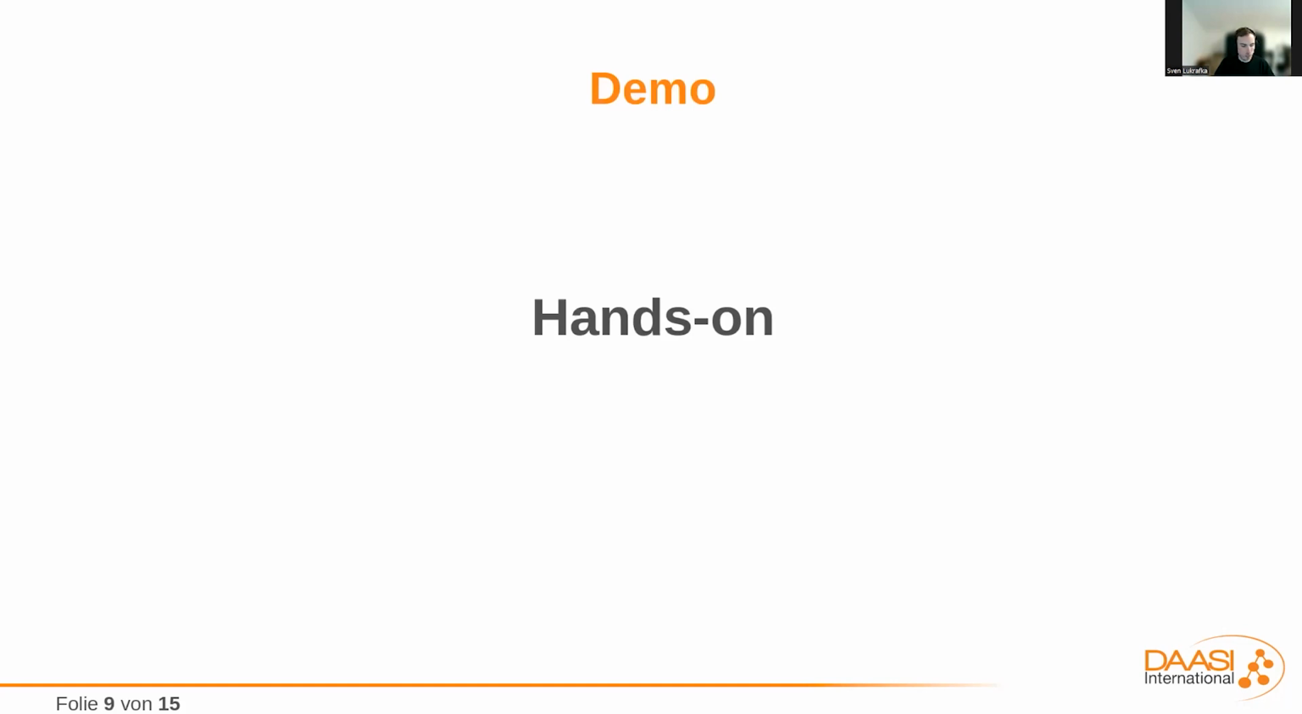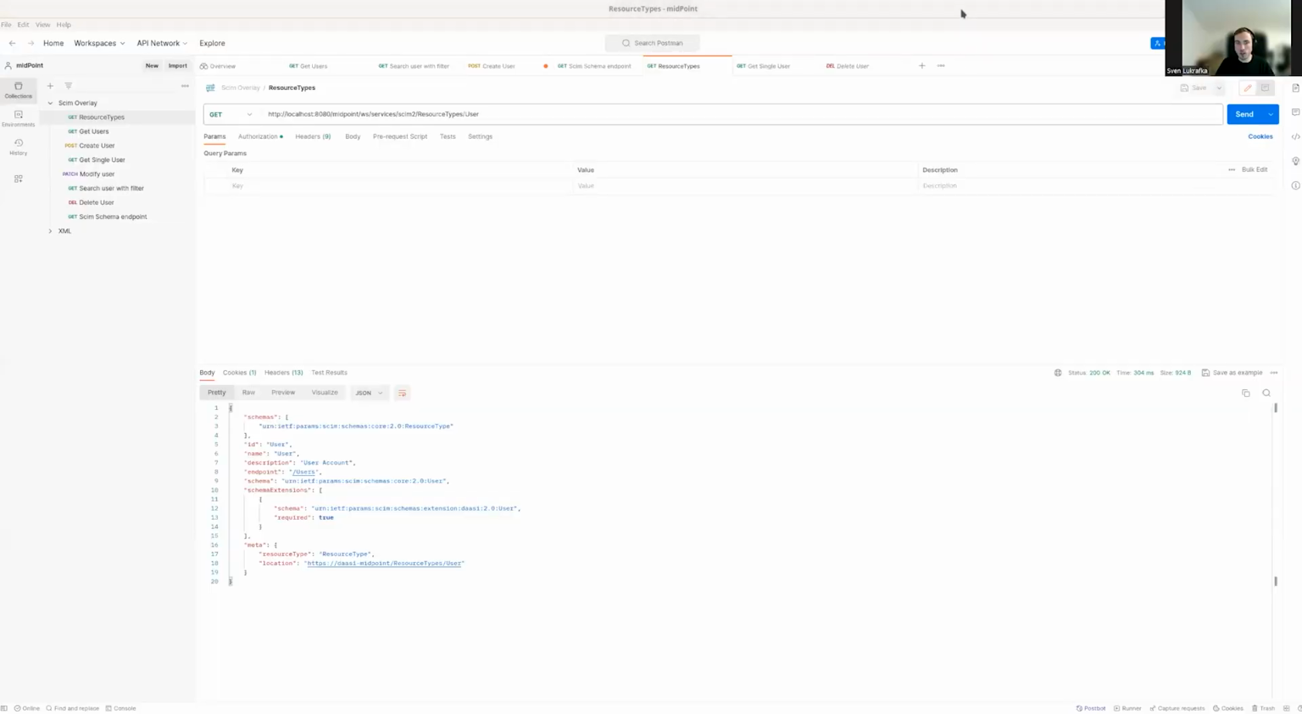All right, then let me do a quick hands-on so that you have some idea what to expect from the overlay. Let me quickly change the screen. So I actually want to show you some configuration examples in Postman. So we will just do some requests against the overlay, which is at the moment running on my local machine.